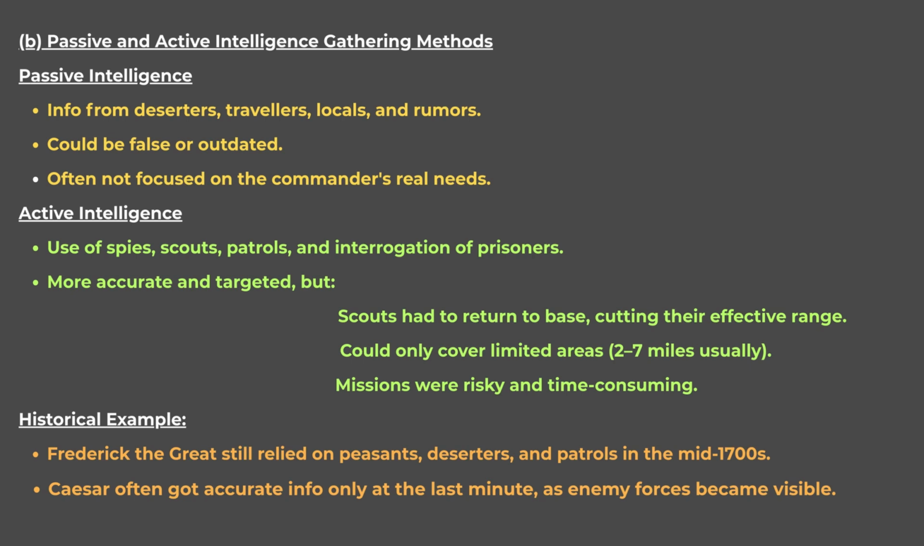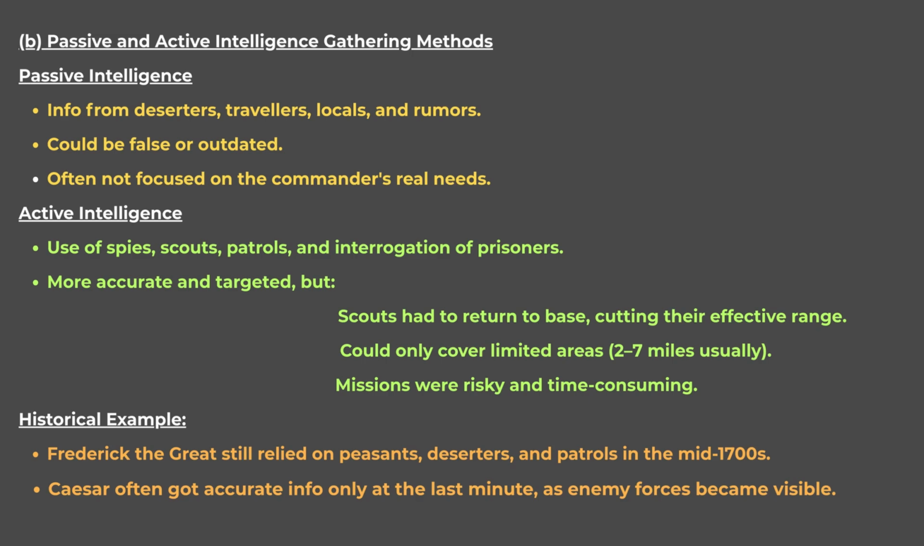Scouts could only go a few miles out, usually 2 to 7 miles. They had to return before the information could be used. Missions took time and were dangerous. For example, even great leaders like Frederick the Great and Julius Caesar had to rely on locals or last-minute sightings when enemies finally came into view.